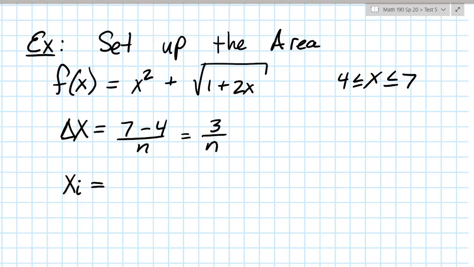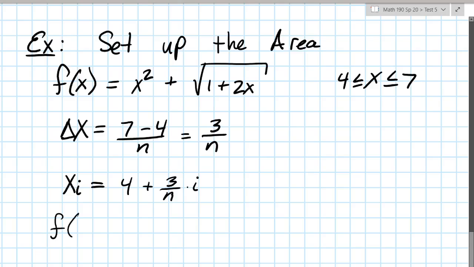So to get right-hand endpoints, we start at 4 plus our delta x times i. So that's our x sub i. That's where we are along the x-axis. But what we really want is the heights. We want f of x sub i.